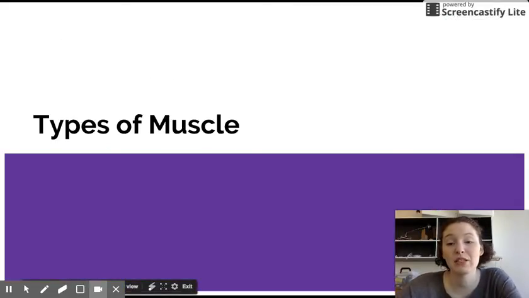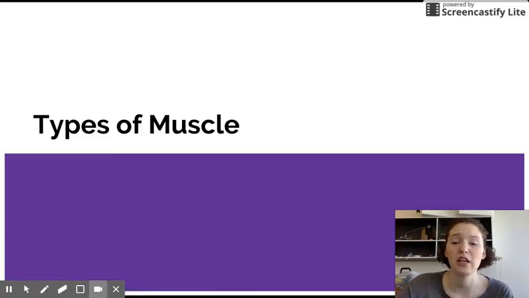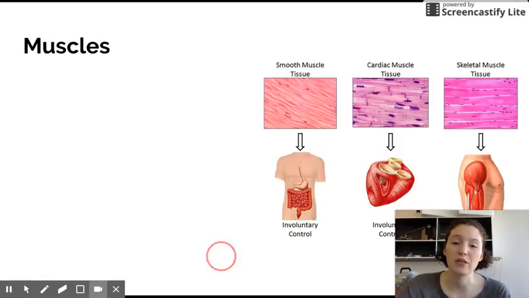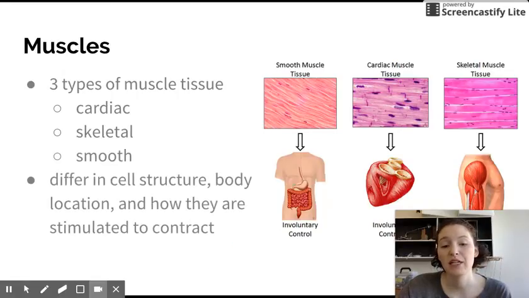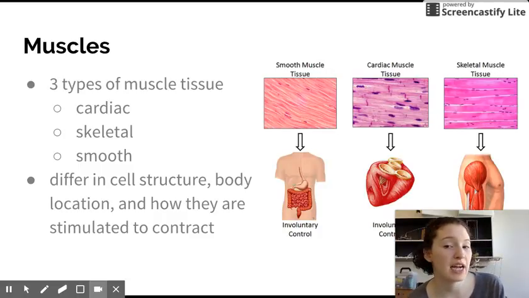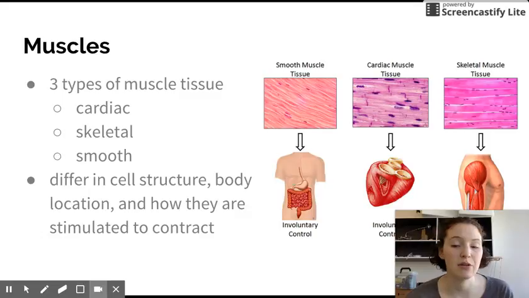We have three types of muscles. I'm going to focus a little bit more on them than we did in the histology unit, but you'll remember these from the histology section. There are three types of muscle tissue: cardiac, skeletal, and smooth. They differ in cell structure, where they're located in the body, how they're stimulated to contract, and a couple of other things. You'll also find if they're striated or not, if they're voluntary or involuntary, that sort of stuff.